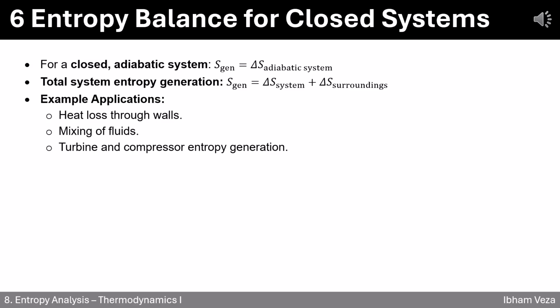But when heat transfer happens, we look at total entropy generation by adding up entropy changes in both the system and its surroundings. This gives a complete picture of the overall inefficiencies. Some classic examples include heat loss through walls, which always increases entropy, mixing of fluids, where disorder naturally rises, and entropy generation in turbines or compressors, which tell us where mechanical inefficiencies happen. By calculating this, engineers can spot problem areas and work to reduce energy loss, making systems more sustainable and cost-effective.